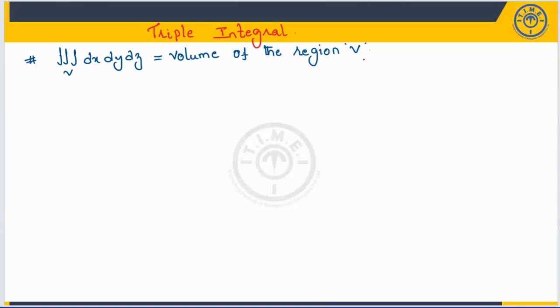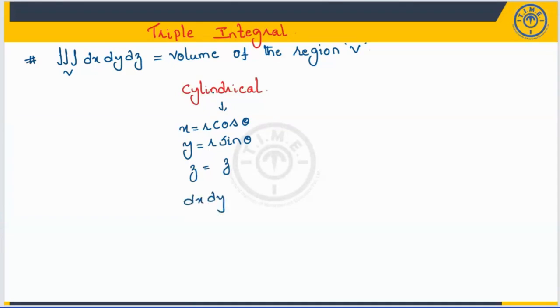Now, if we are talking about cylindrical coordinates, what are the substitutions we'll be taking? x is equal to r cos theta, y is equal to r sin theta, and z is equal to z. And dx dy dz is r d theta dr dz.